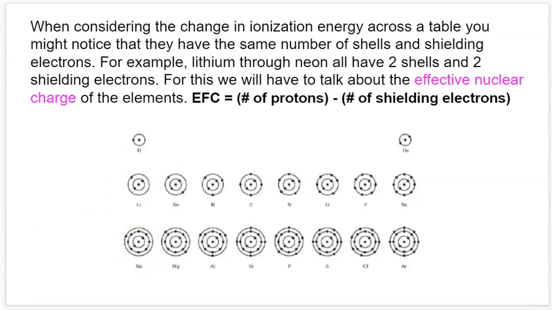So if we're considering the trends for ionization energy across the table, now we need to start talking about the effective nuclear charge. This is actually a value that you can calculate that describes the balance between the pull of the nucleus and the repulsive effect of these shielding electrons. If we take the number of protons of that element and then subtract the number of shielding electrons, we get a number that abstractly describes how many protons a valence electron is feeling the full pull of.